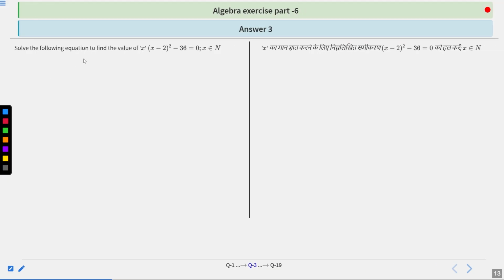So the question was that the equation is (x − 2)² − 32 = 0, and x belongs to natural number. Then we have to find the value of x. Answer to this question is option number D, 8.